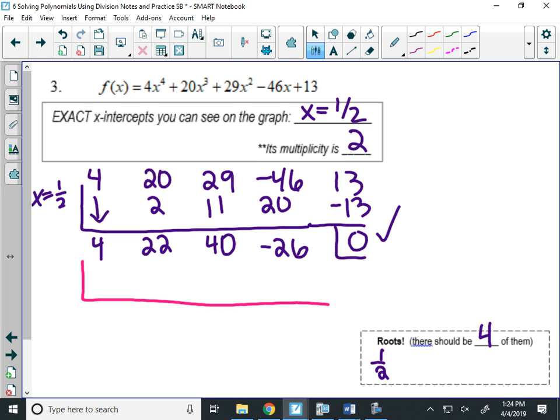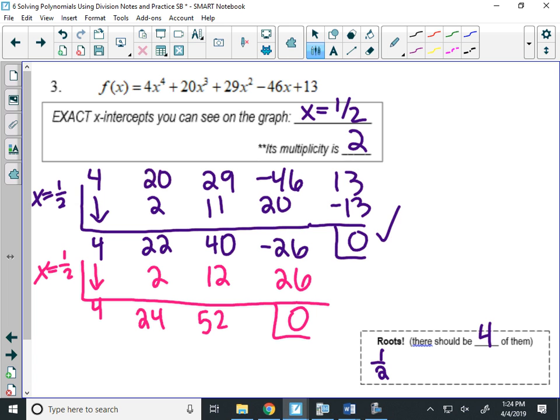So again, just bring it. If you really don't like the whole chain of synthetic division, you can rewrite it every time, but it saves a little time here. So now just be careful with your multiplying again. Bring down the 4, 2, 24. So again, you verified that 1/2 is a double root. There's 2 roots at 1/2.